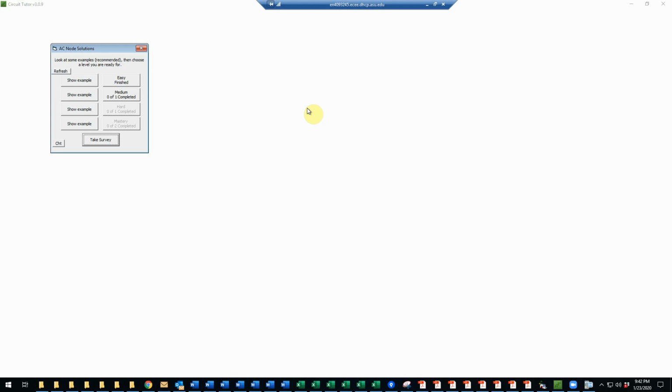This is an example of an AC nodal solutions game in Circuit Tutor at level 2. As always, we have examples available here at a variety of levels of difficulty, and it's always a good idea to view some examples prior to attempting to work the problem. For right now, I'm going to go straight into an exercise on level 2, or the medium level.